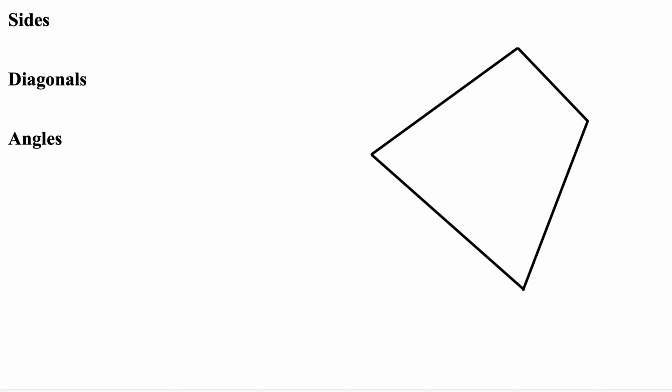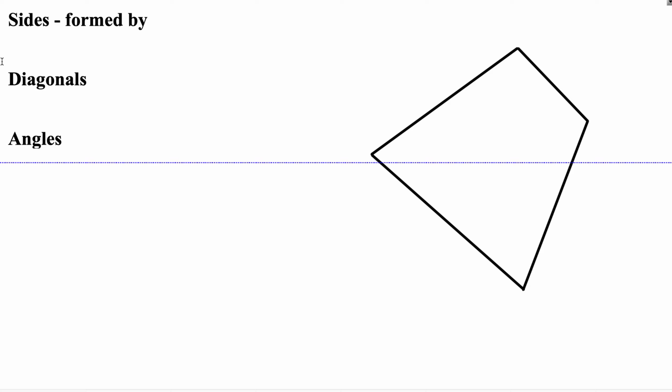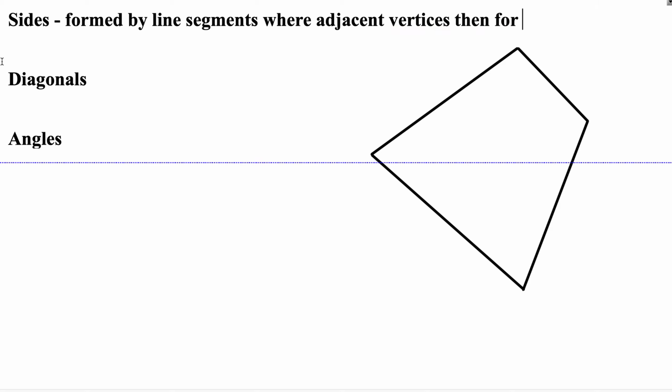So now we're going to talk about quadrilateral characteristics. The first thing we want to make sure we're clear on is the nature of the sides and how they're named. The sides are formed by line segments where adjacent vertices then form the sides. This is redundant, but it's important to think of it both ways.